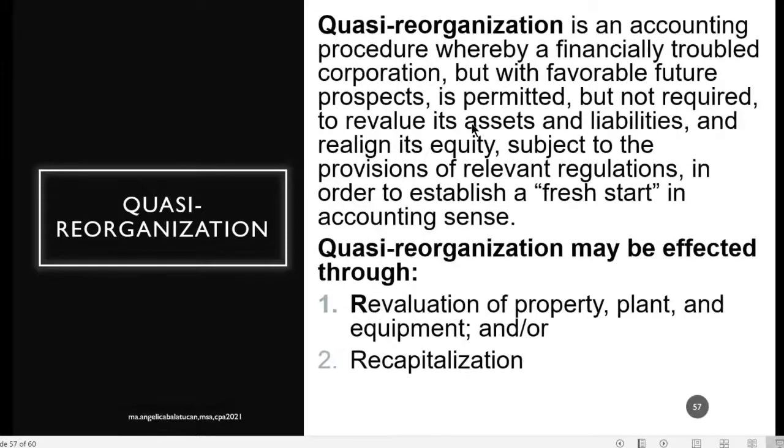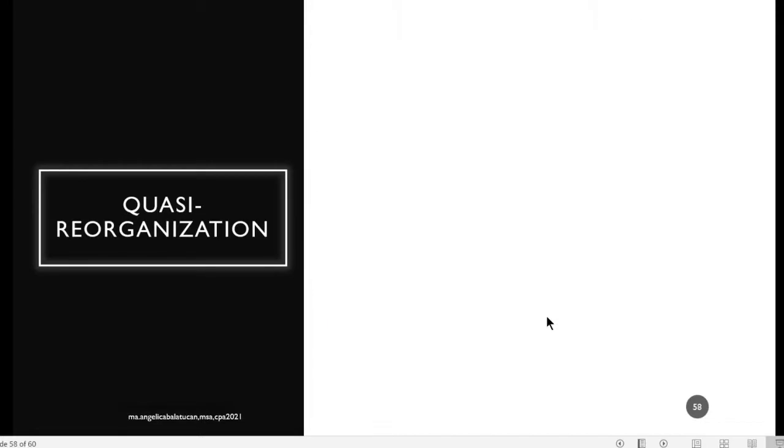Then we have the term Quasi-Reorganization. So Quasi-Reorganization is an accounting procedure whereby a financially troubled corporation but with favorable future prospects is permitted but not required to revalue its assets and liabilities and realign its equity subject to the provisions of relevant regulations in order to establish a fresh start in accounting sense. Quasi-reorganization may be effected through revaluation of property, plant, and equipment, or it could also be through recapitalization.